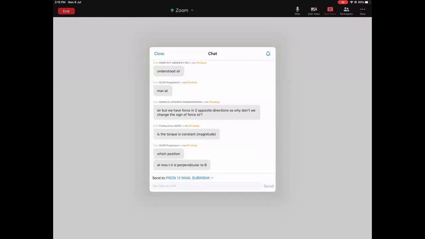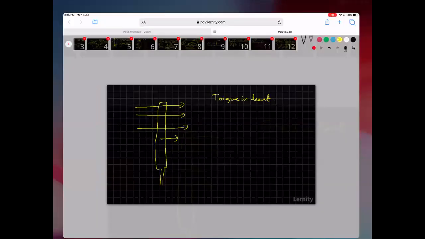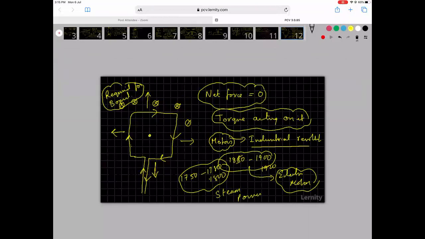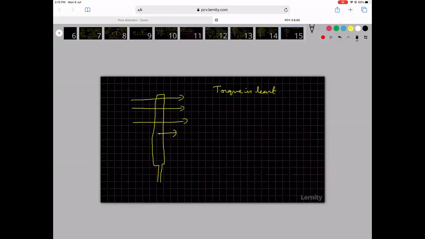At max it is perpendicular. Area vector is always perpendicular to the plane. So when the area is like this, the area vector is upwards. Now if there is a field like this, it is perpendicular, so the torque is maximum. But in this position, the area vector is in this direction, and then the torque is minimum. So as the area vector changes, the torque changes. As the torque changes, the rotation changes. So this is the way a DC motor works.